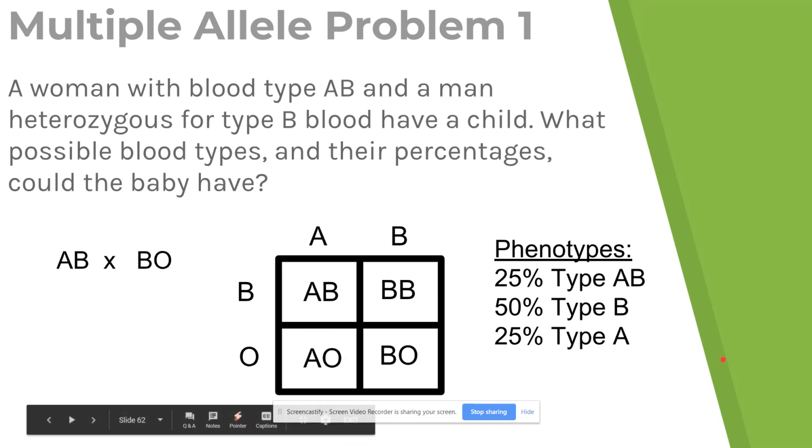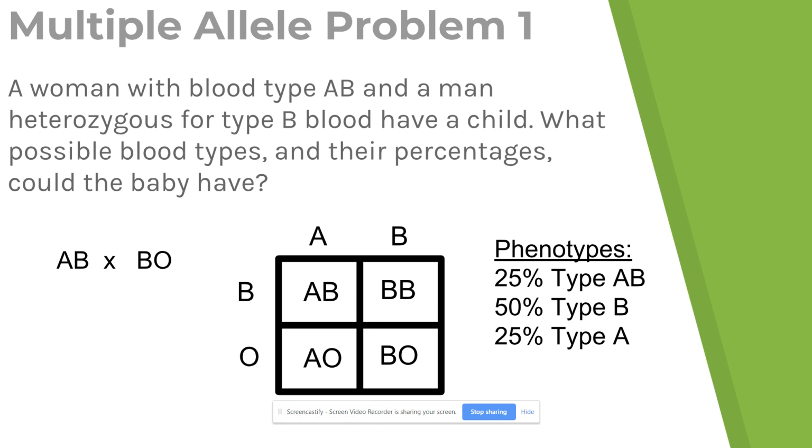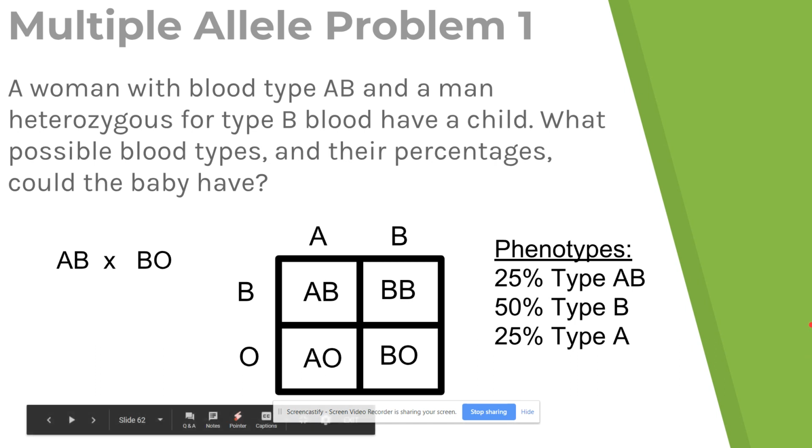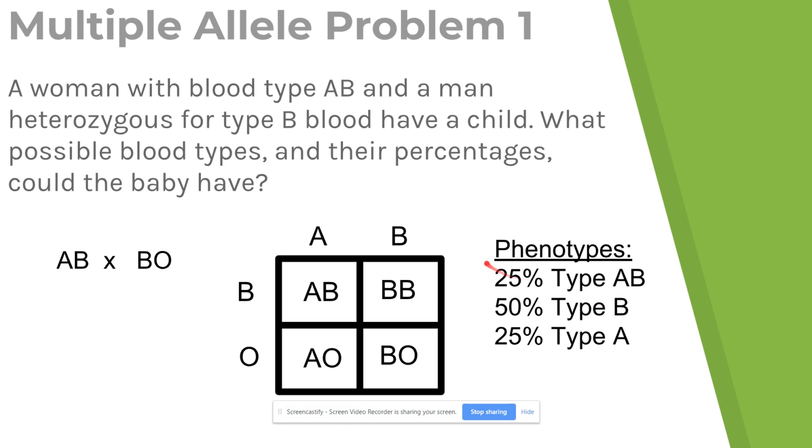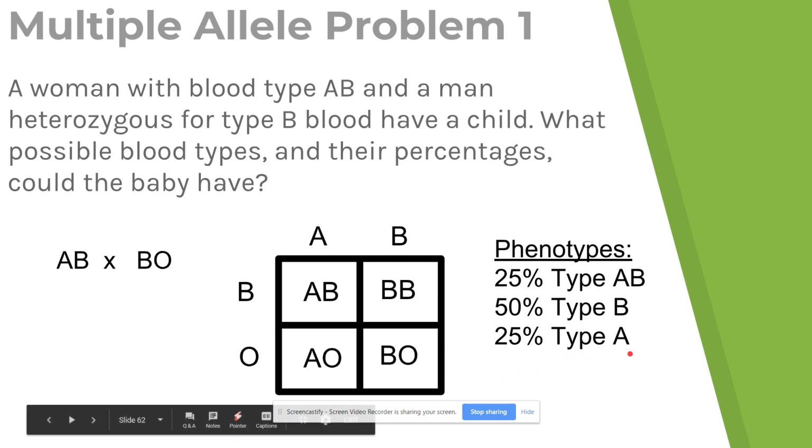And that's all you have to do for a multiple allele problem. This is probably the shortest of them all because you don't have to pick a letter and define them. They're already defined for us. So you can skip step 1. And for step 4, you only have to tell me the phenotypes, so the different types of blood and the chances of the baby having that type of blood. So in this case, the baby has a 25% chance of coming out with type A blood, a 25% chance of type AB blood, and a 50% chance of coming out with type B blood. And that's a multiple allele problem.